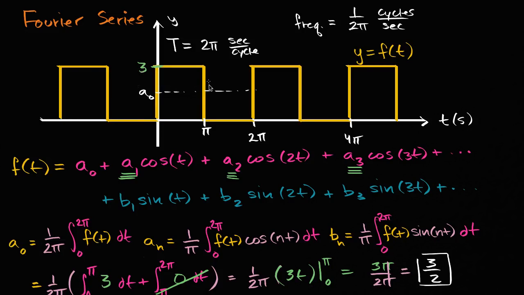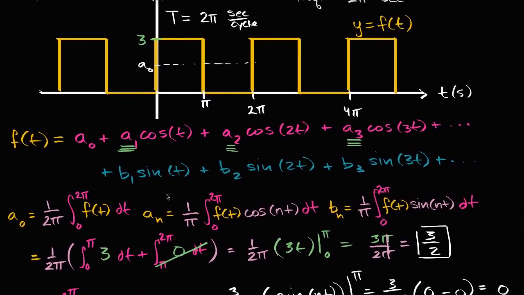So we started with a square wave that had a period of 2 pi. Then we said, can we represent it as an infinite series of weighted sines and cosines? And then working from that idea, we were actually able to find expressions for the coefficients, for a sub 0 and a sub n when n does not equal 0, and the b sub n's.